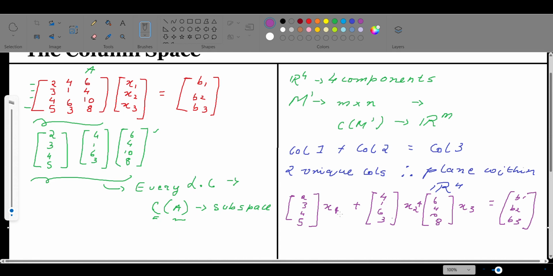Now my question to you is this: when would there be a solution? Give it a thought. I'm going to leave you with this question. Or let me rephrase it and give you a small hint too: for what values of b1, b2, b3 do you think the solution would exist for x1, x2, x3? Give this a thought. It's a very interesting concept. I will start my next video at this point.